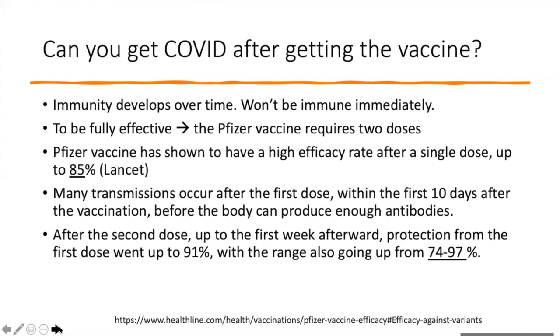And then with the second dose, after the first week, protection from the first dose can go up to 91%, where the protection from full vaccination ranges from 74 to 97%. Remember, you will never get 100% for anything, not with contraception, not with vaccination. So as high as we can get is probably 99.999%. But for these vaccines, they are showing up to 97% protection from the virus.